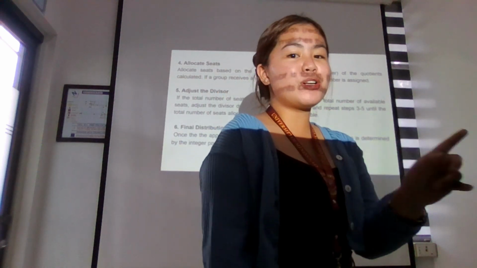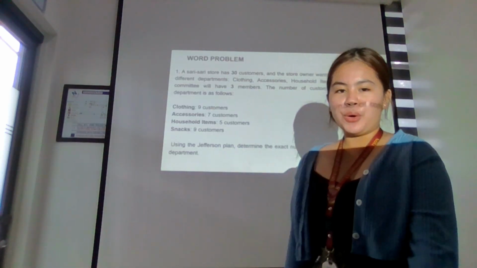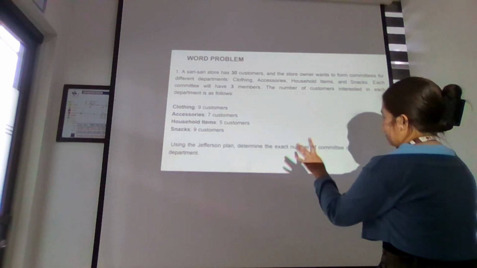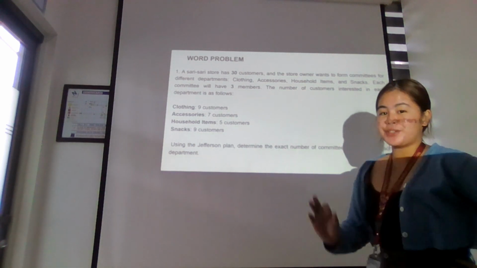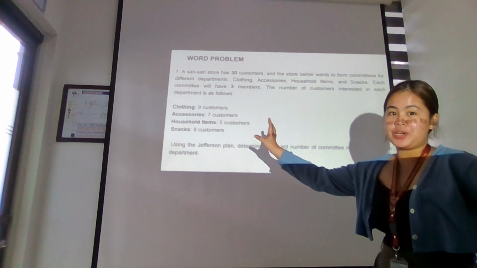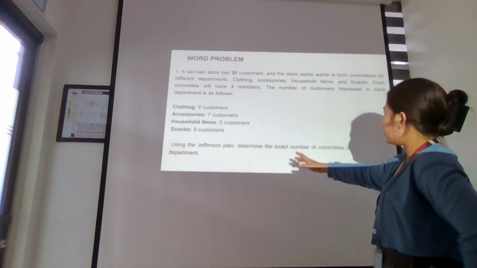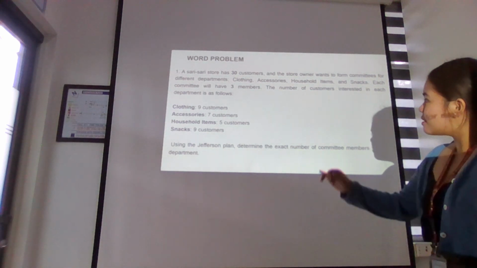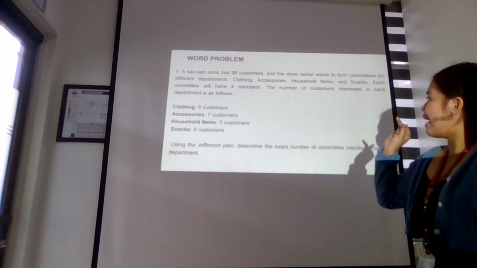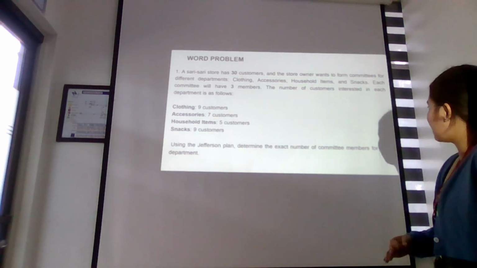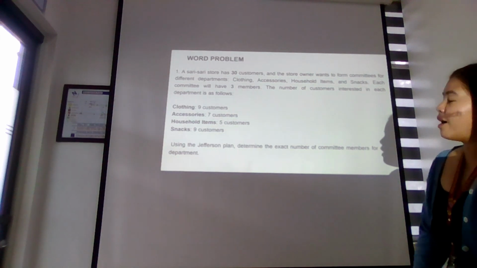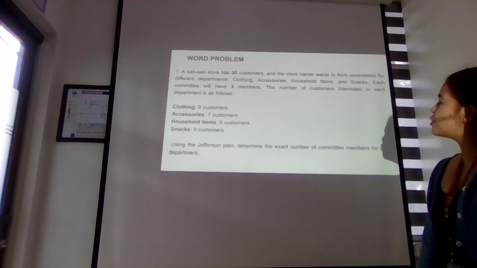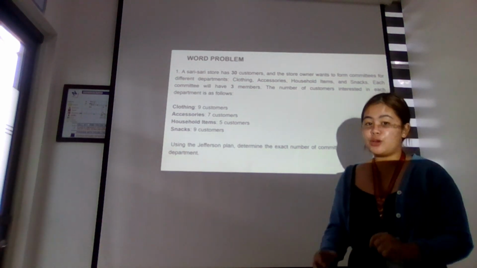So let's try our word problem number 1. A sari-sari store has 30 customers. So 30 customers is the total population. And the store owner wants to form committees for different departments, such as clothing, accessories, household items, and snacks. Each committee will have 3 members. So the total number of customers interested in each department is as follows.